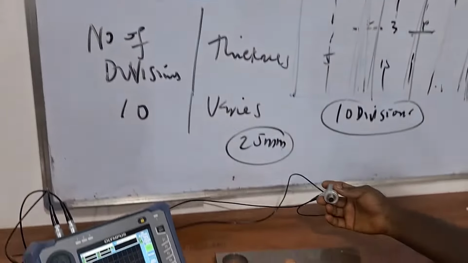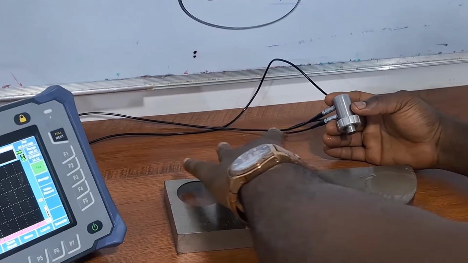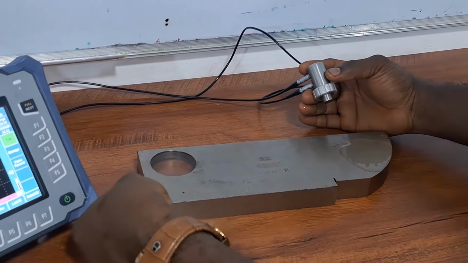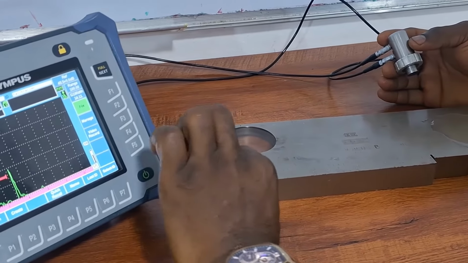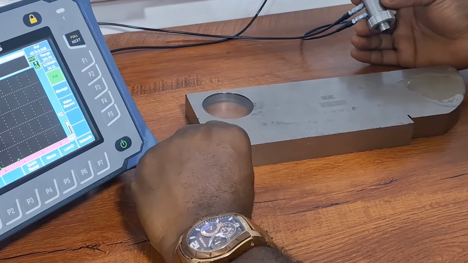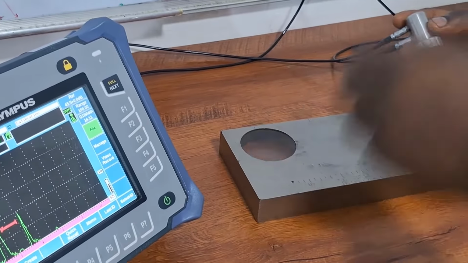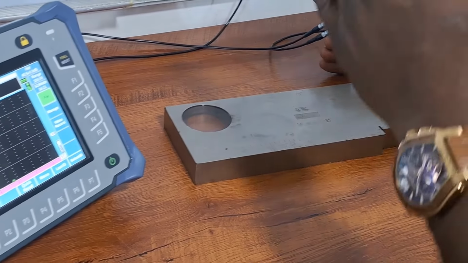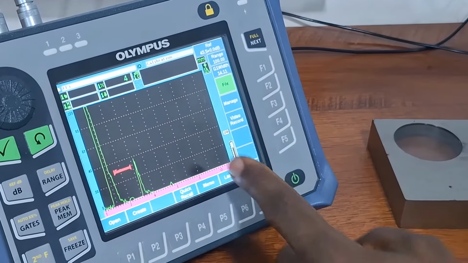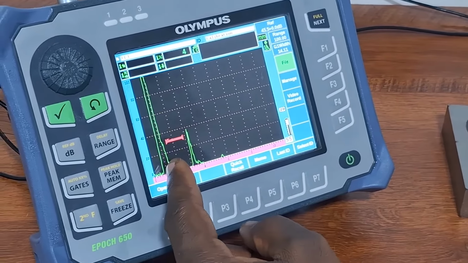If you are doing it for 0 degree, you can see this is a 0 degree probe. You are going to use a known depth or a known thickness. In this case, this is our V1 block. The thickness is 25 mm, so we can use this 25 mm as our known thickness. If you look at the concept the way we explained it earlier on, if you count the number of graticules, which are divisions, like we said, this is 1, 2, 3, 4, 5, 6, 7, 8, 9, 10.